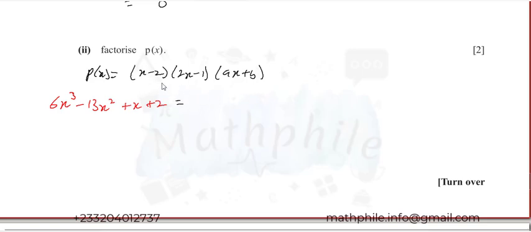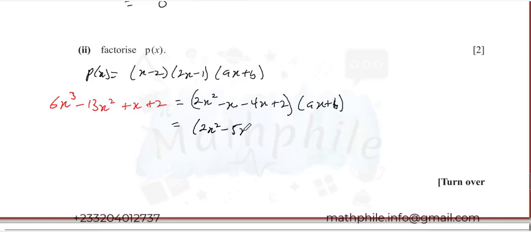So expanding, this should give you 2x squared. This time this gives you negative x. This time this gives you negative 4x. This time this gives you a positive 2. All this multiplying ax plus b. This is not compulsory though. You can use the long division, but I feel like I have to use this since I've not used it in any of the questions as we started.